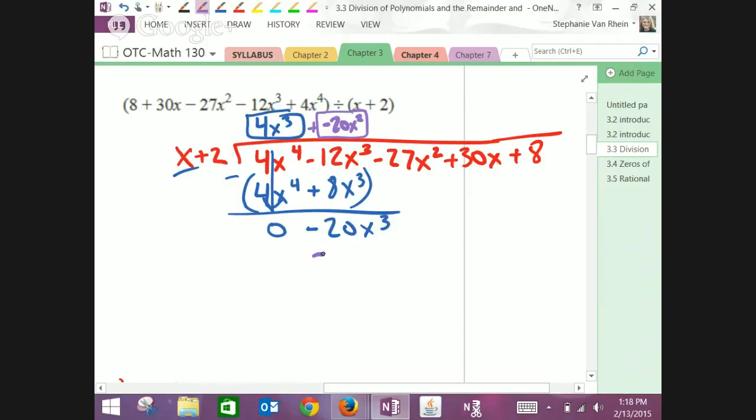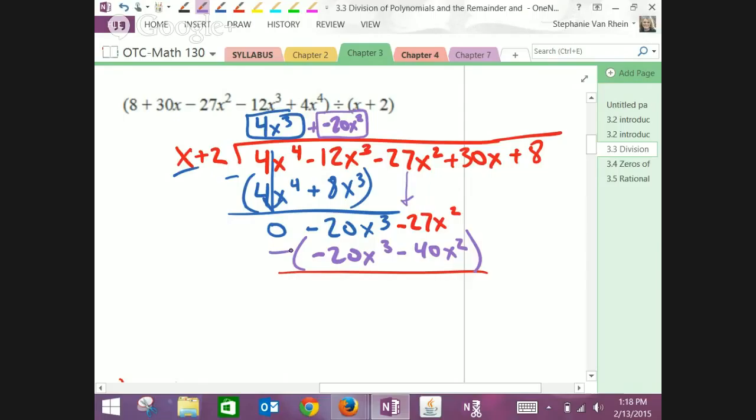So if I do that, I have minus 20x cubed minus 40x squared, right? So I might go ahead and drop the minus 27x squared just so it's easier to see. And then you always want to put a parentheses and a negative out front. If you don't do that, you're going to get them wrong because you're really subtracting. So this goes to 0. Minus 27 minus a minus 40. Plus 13, right? Plus a 13x squared.